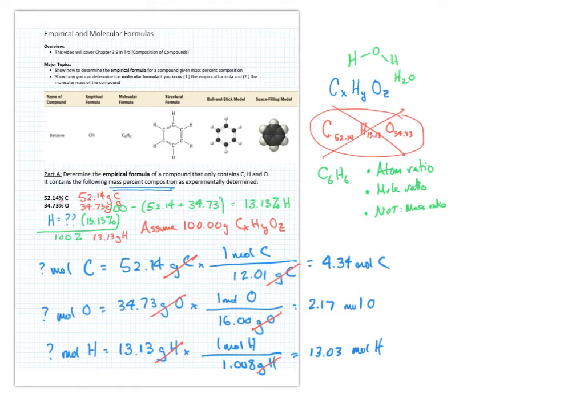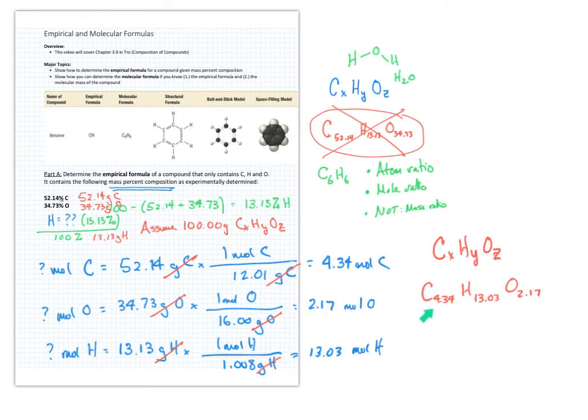Okay, so we can take our CxHyOz and we can now put in the number of moles that we just found. C 4.34, H 13.03, and O 2.17. Now at this point, I'm going to ask the question, which I always ask my class, is this the correct formula? Is this the correct empirical formula for this compound?